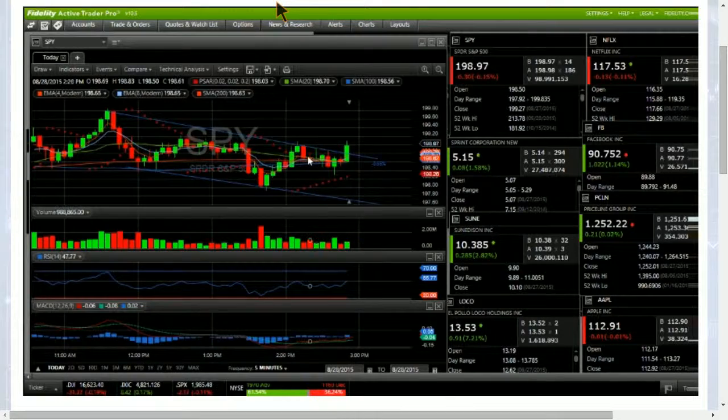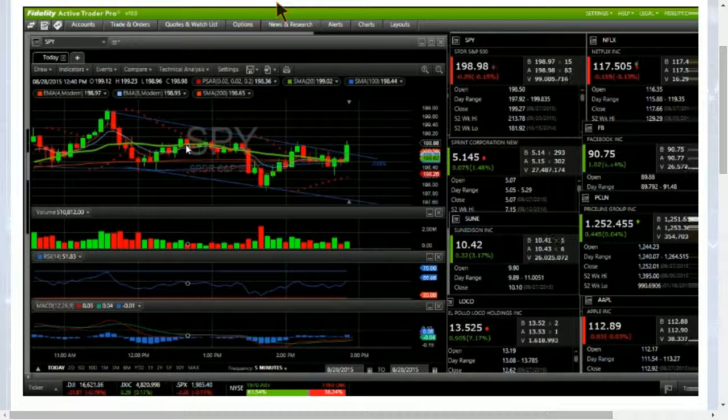But we're going to be watching for more. Ideally, we want to get above 199.23. That will be a great sign for a strong end of day for SPY.